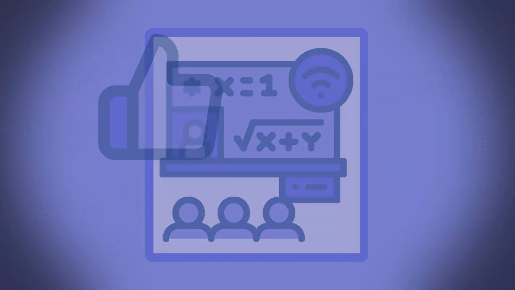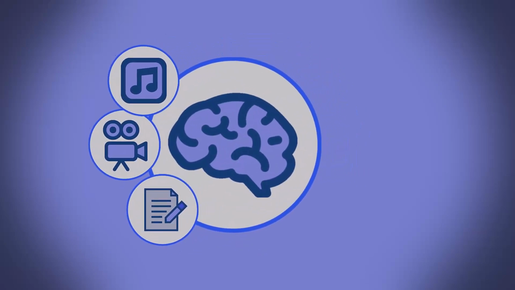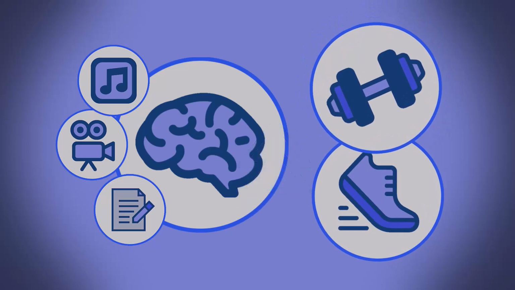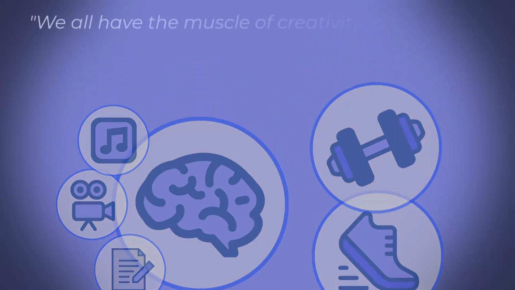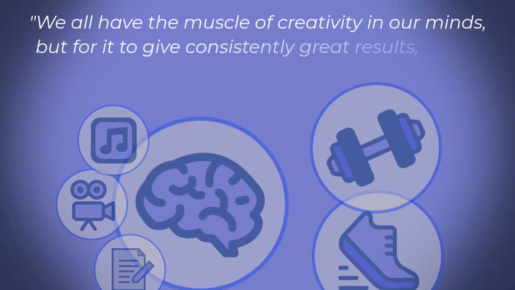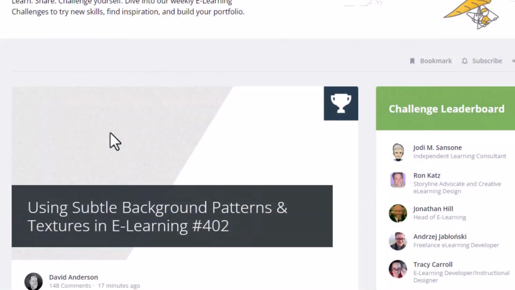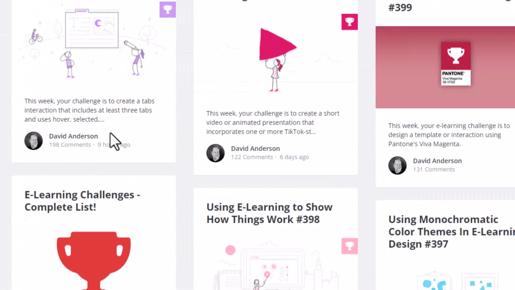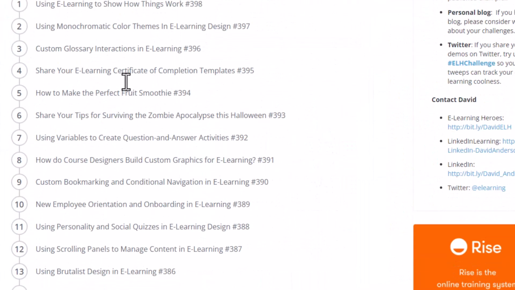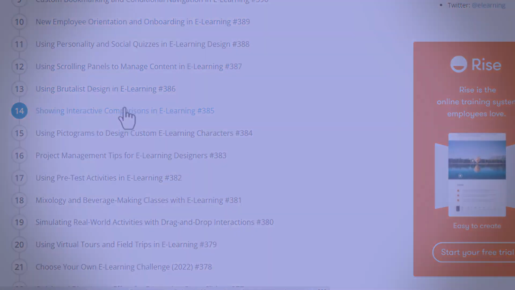In this video series, we're going to look at strengthening our creative muscles. Like any other muscle, our brain needs to be worked to allow creativity to grow. It's been said that we all have the muscle of creativity in our minds, but for it to consistently give great results, it needs daily exercise. Fortunately, there are websites out there, like the eLearning challenges from eLearning Heroes, that can push us out of our creative comfort zone. So let's go ahead and take a look at one of these challenges and see what we can create.